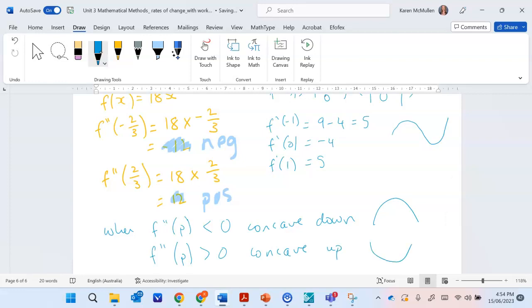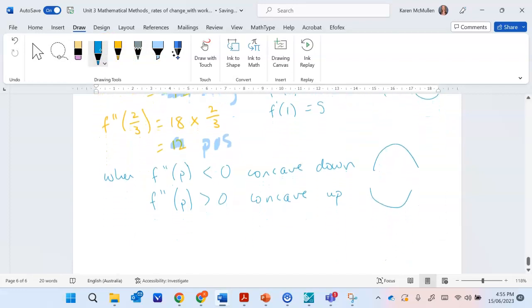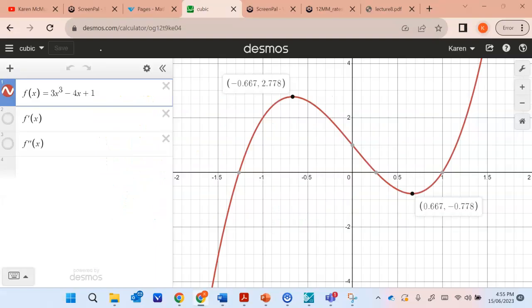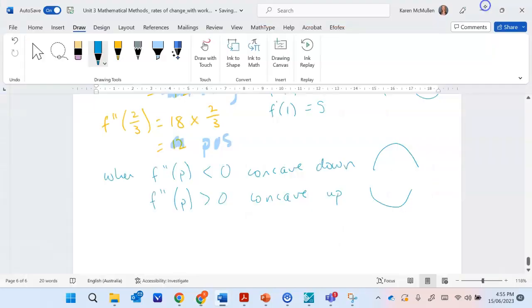Now, we know that from this diagram here. Whoops. That was meant to be highlighted. All right, from this diagram here, which I just scrubbed out. And also from our original graph. Okay, so instead of doing that table, you can just do the second derivative to test whether it's concave up or concave down.